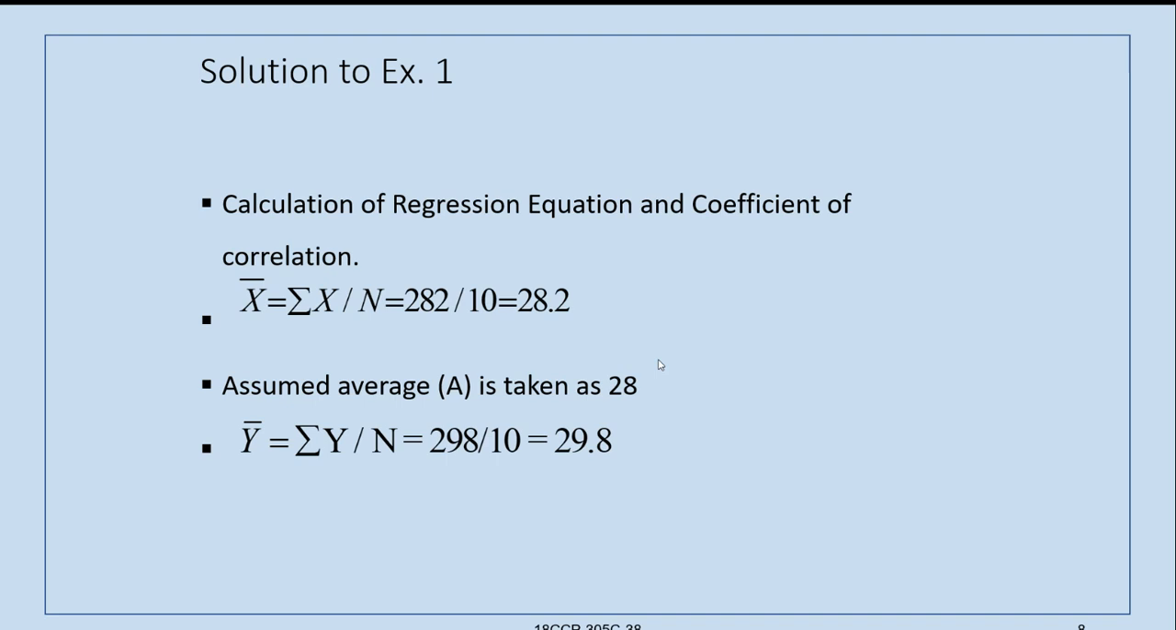So we can take the nearest value of the mean as a basis to reduce the calculations. This is another method of taking an assumed mean. So the assumed mean is taken as 28 for the X series. And then calculate the mean for the Y series, that is sigma Y is 298 by n 10, that is 29.8. We can take 30 as the assumed mean, the nearest one. Like this you can take the assumed mean so that the calculations may be reduced.